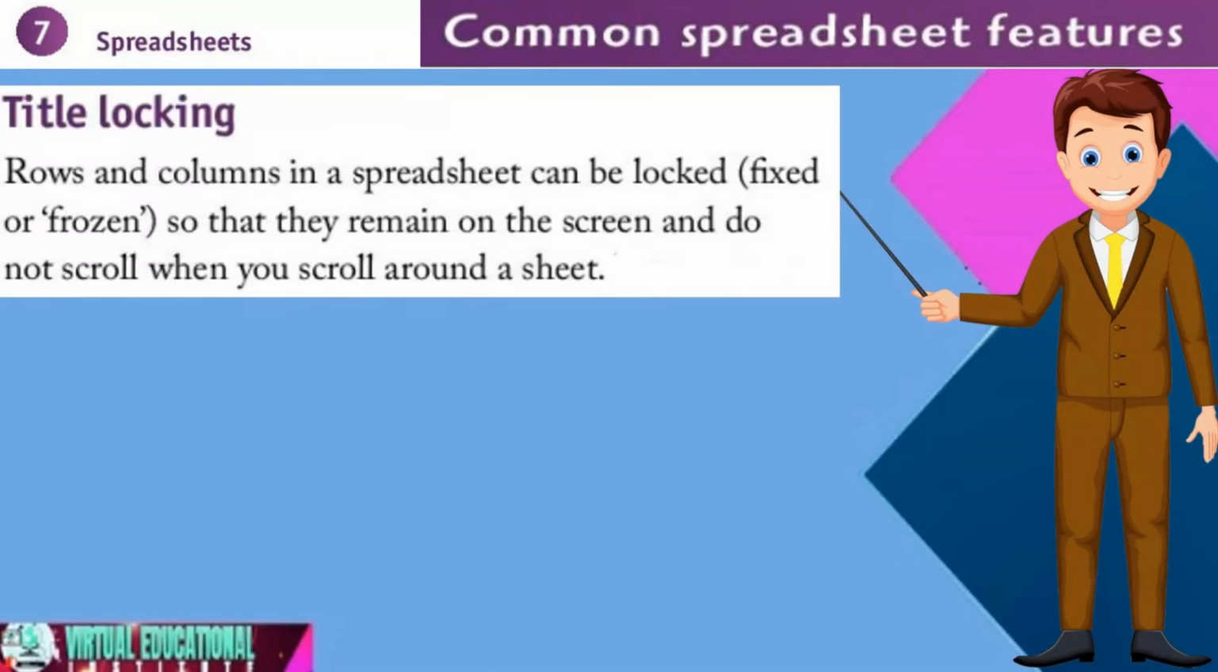Let's turn our attention to title locking. Rows and columns in a spreadsheet can be locked. This simply means they can be fixed, or what we term as frozen, so that they remain on the screen and do not scroll when you scroll around a sheet. Now, let's look at these common spreadsheet features practically.